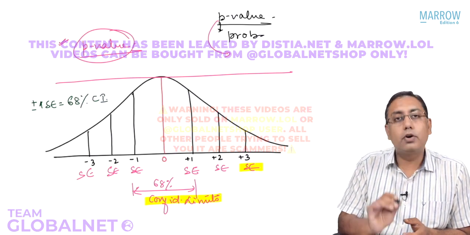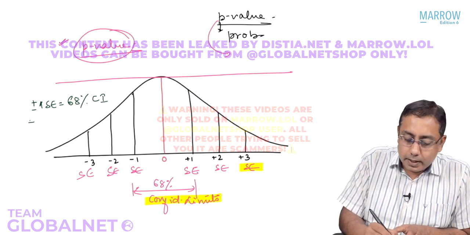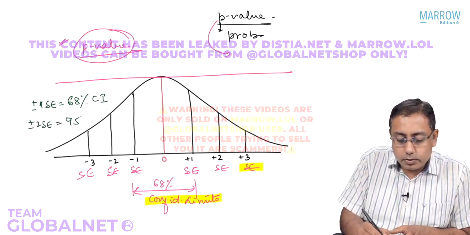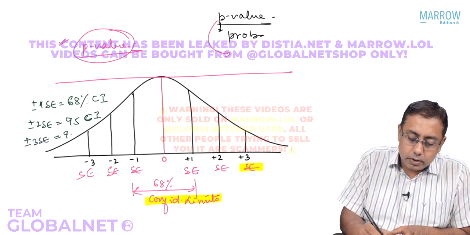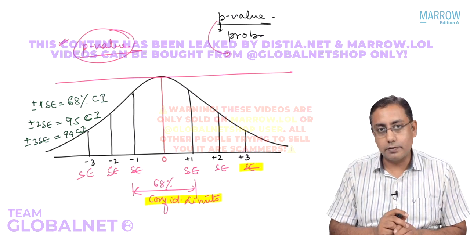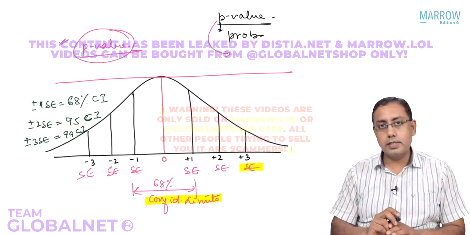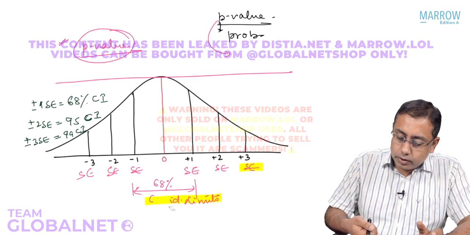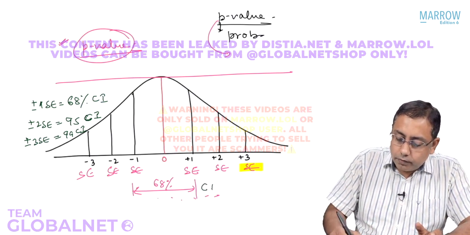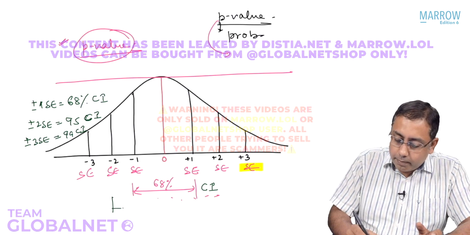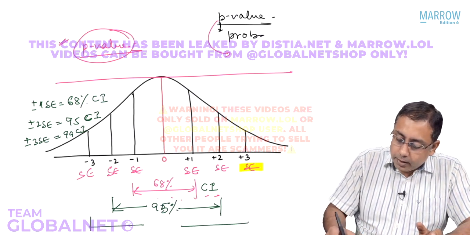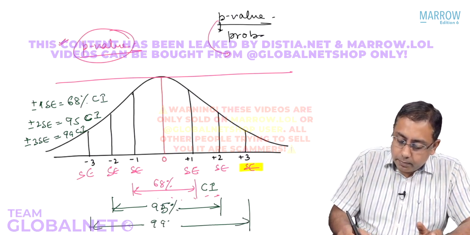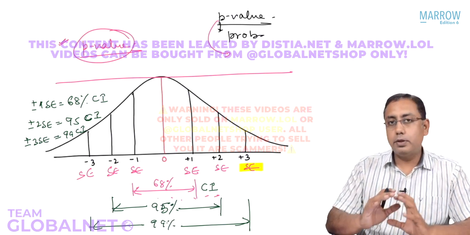68% confidence interval or confidence limit, that is the same. ±2 standard errors will correspond to 95% confidence interval, and ±3 standard errors will correspond to 99% confidence interval. Are we okay with this? So these are called the CIs or the confidence limits or the confidence intervals. So you have -1, +1 corresponding to 68%, -2, +2 corresponding to 95% confidence limits, and -3, +3 corresponding to 99% confidence limits. That is about the p-values.